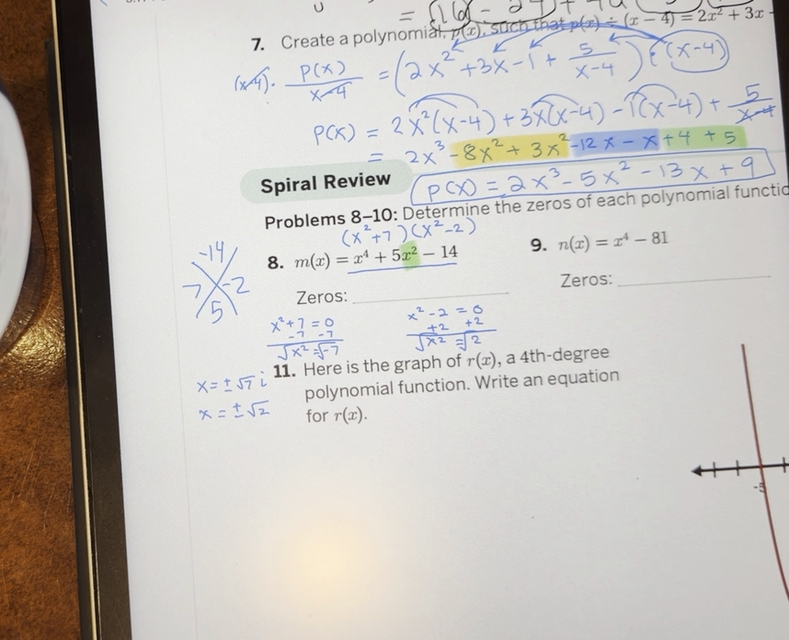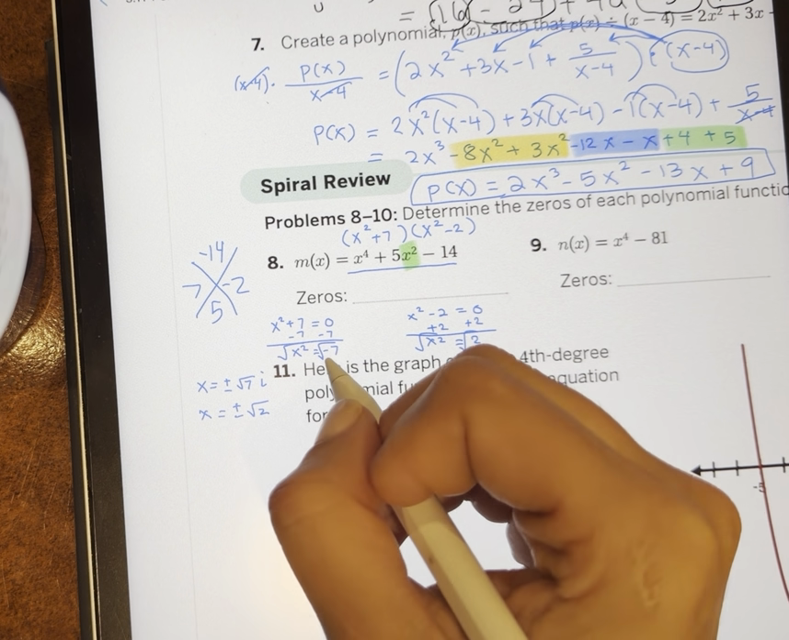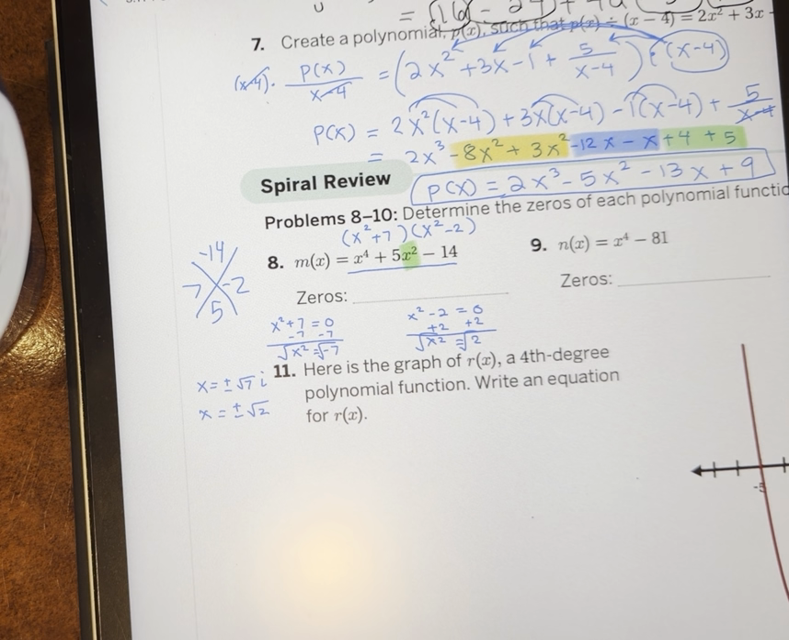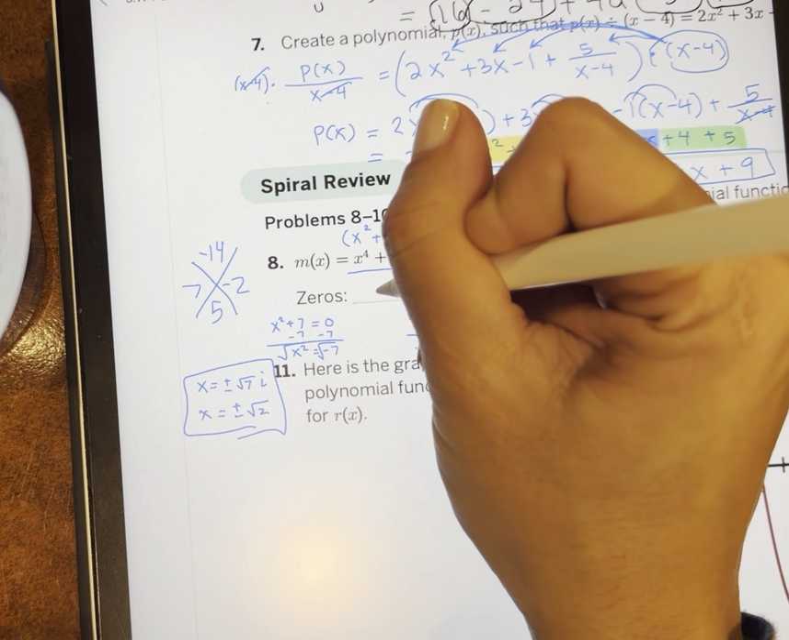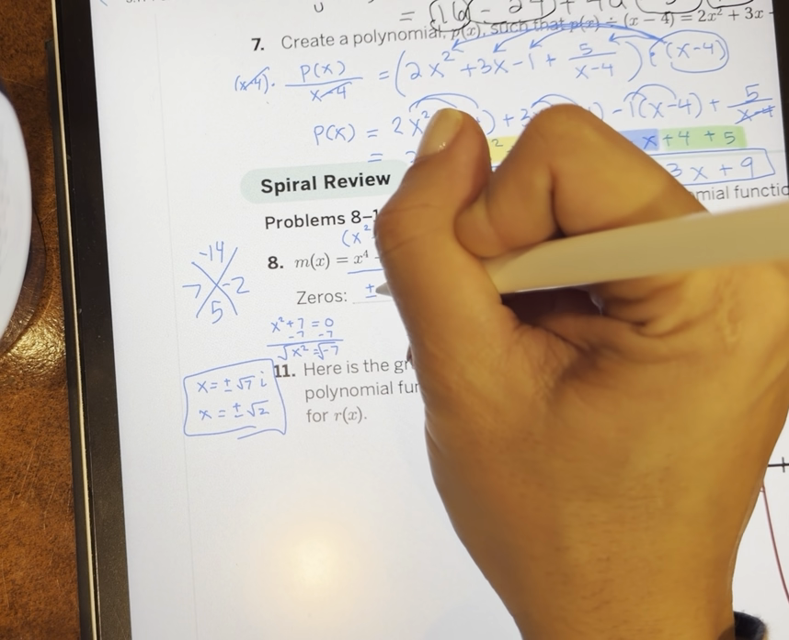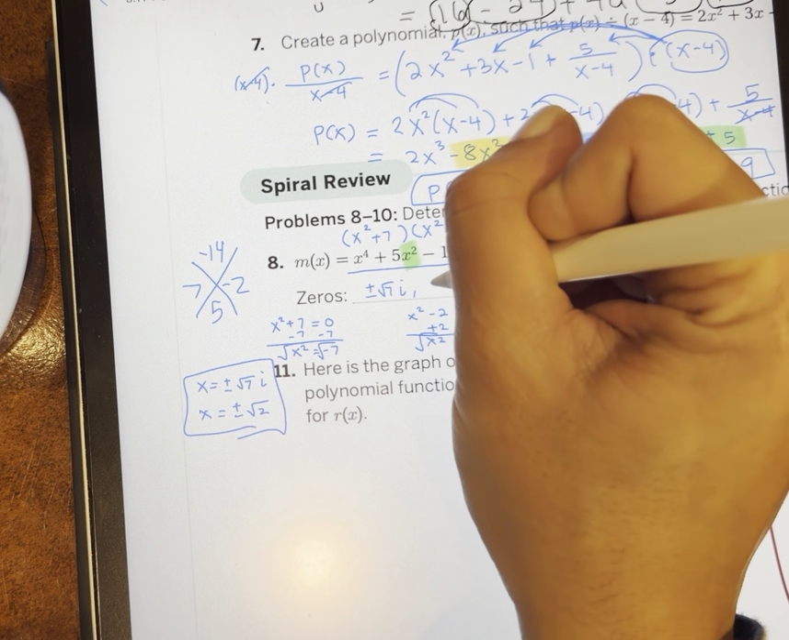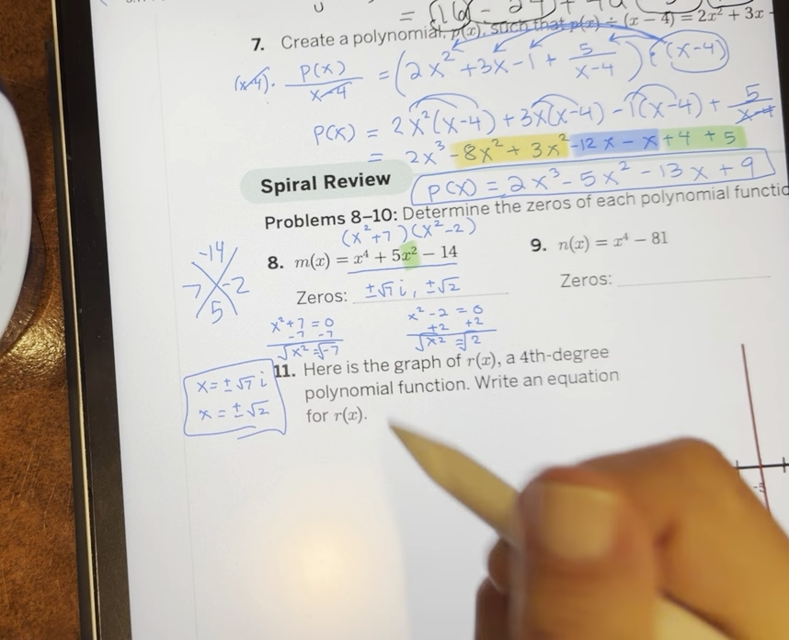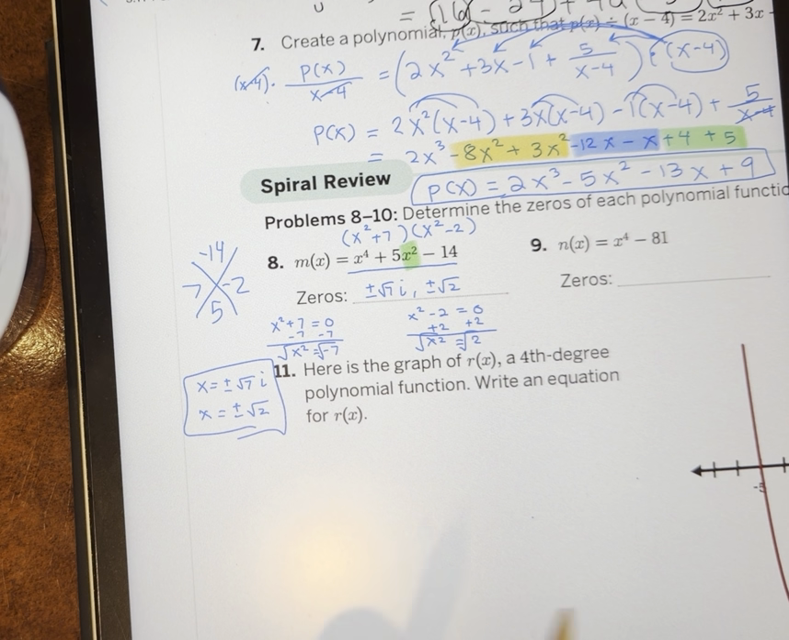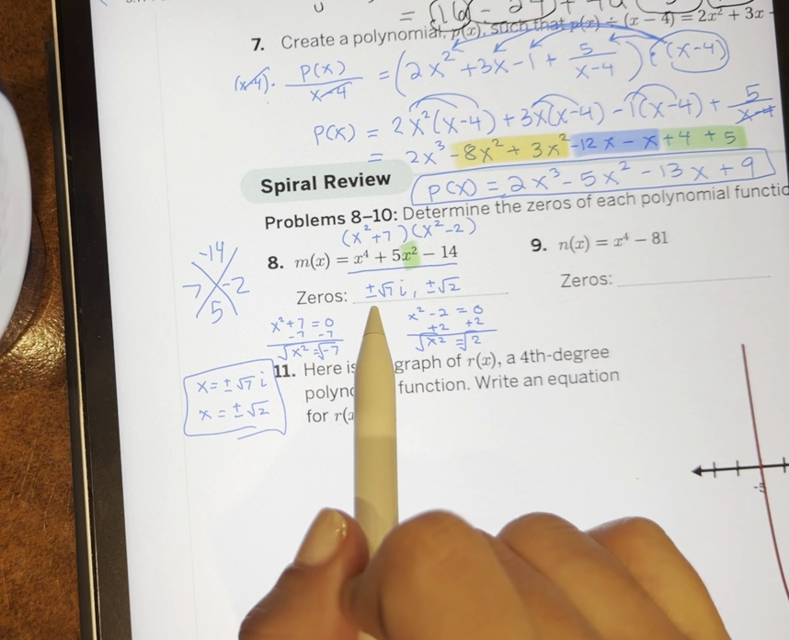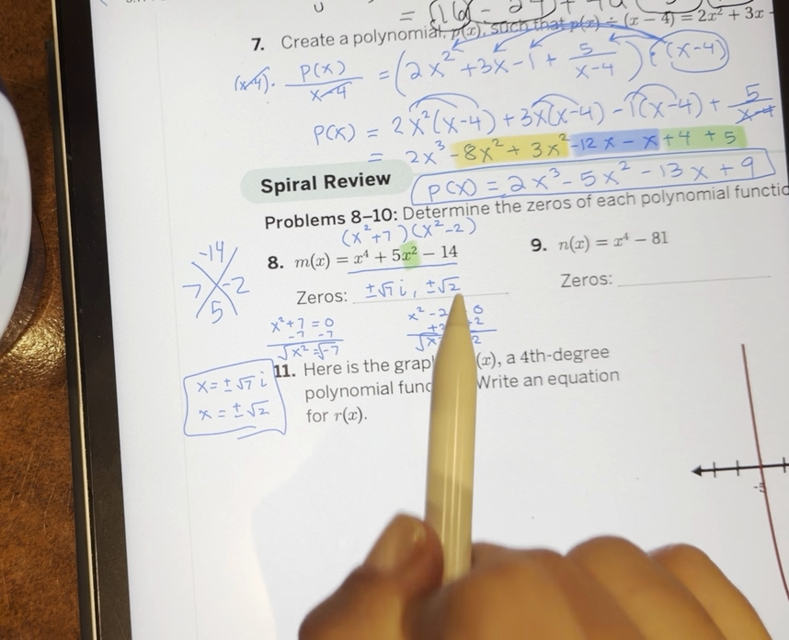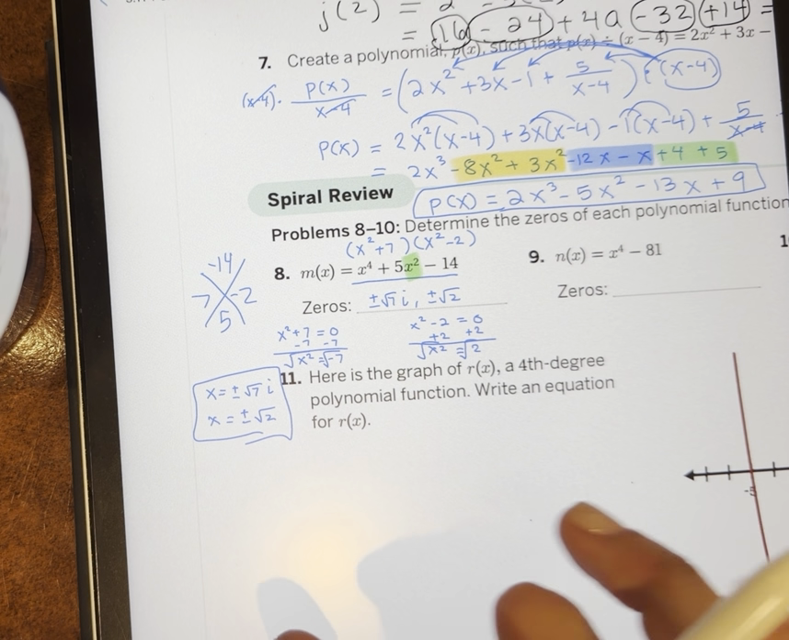You guys, when they come out ugly like that, there's nothing we can do. But a negative inside the radical becomes an i outside the radical. And this is the 4 zeros that this function has. All right, so plus or minus root 7i and plus or minus root 2. You can write them separately if you want, but you don't have to. Like you can write rad 7i, negative rad 7i, positive rad 2, negative rad 2.